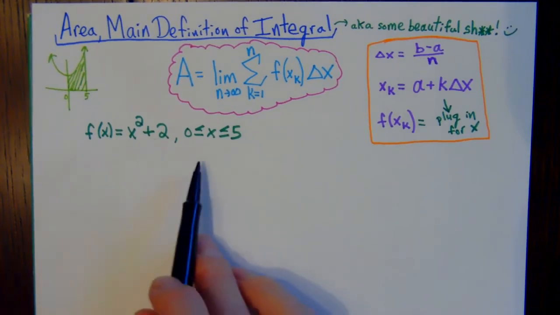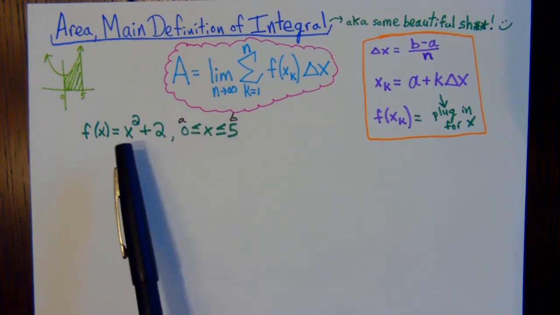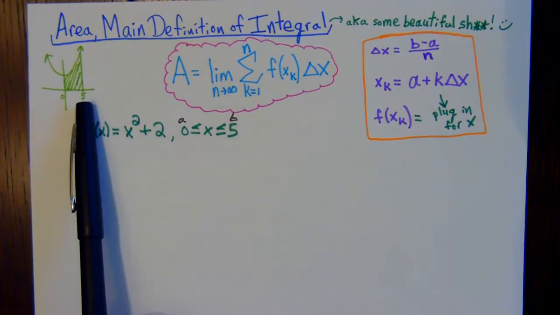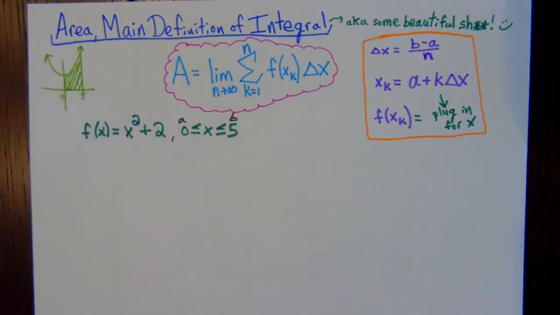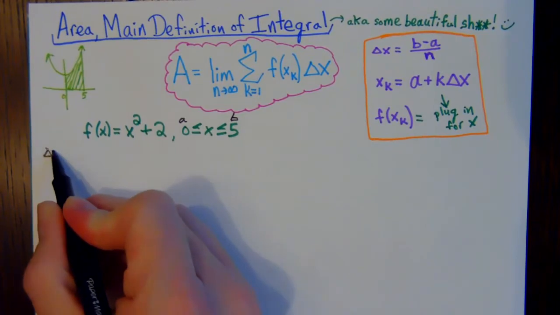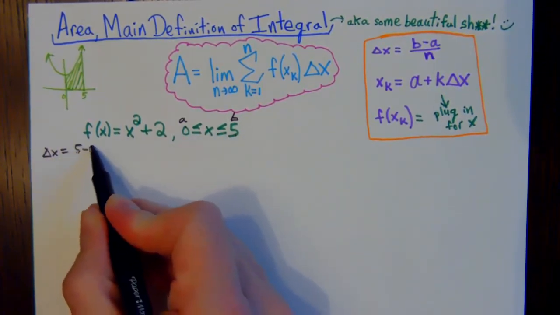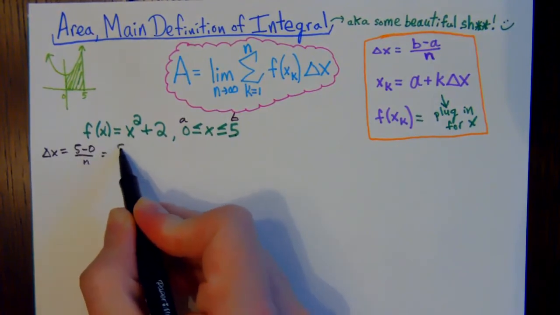So I have a function, and I give you an interval. This is my a, this is my b, and I want to find the exact area underneath that curve in between 0 and 5. So that's what we're going to find right now, and this is our main definition of our integral. So you need these 3 things always. So we're going to go to the side. We're going to go delta x is (b minus a) over n. So that's 5 over n.